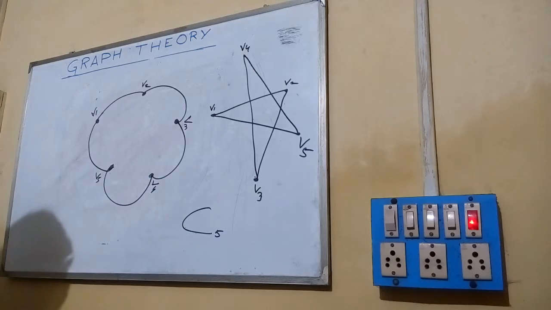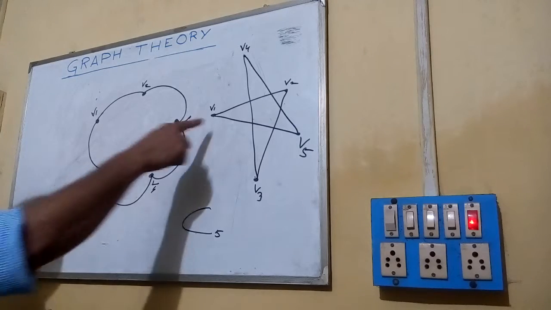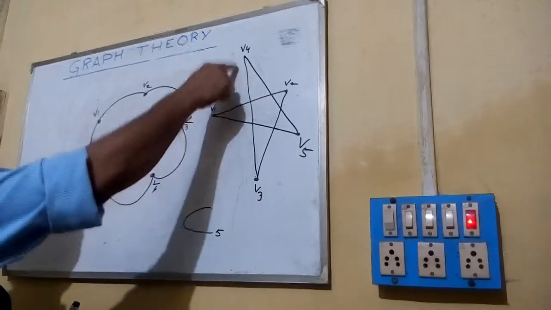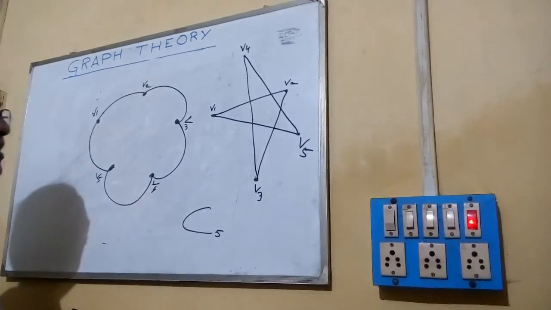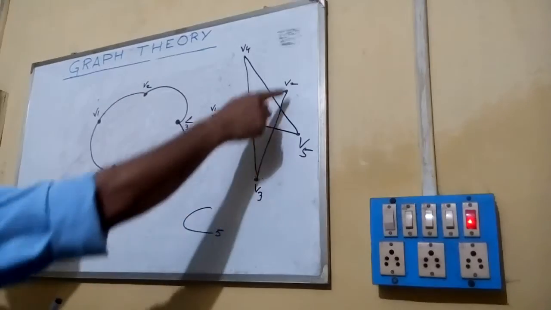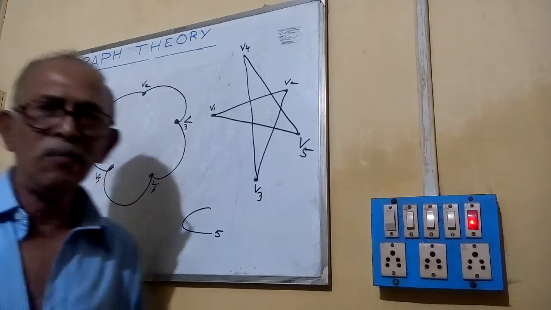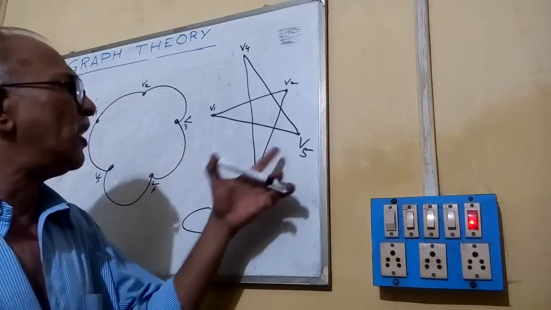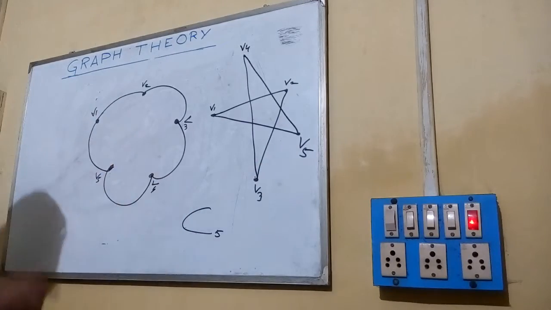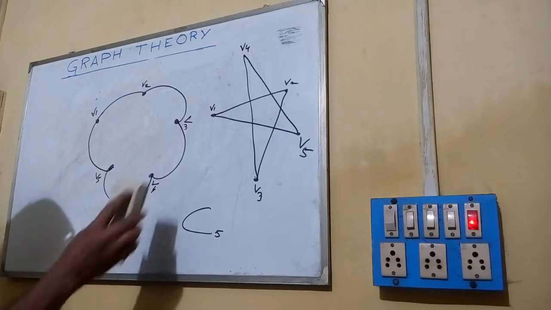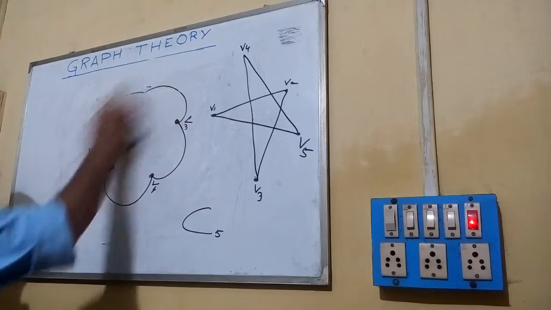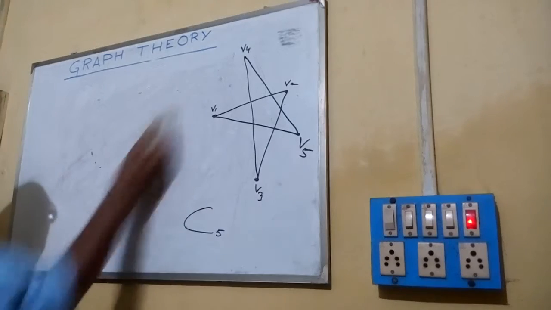Okay, so see here, degree of all the vertices is the same. Degree of all the vertices is 2. This is called a regular graph, or degree of regularity is 2. This is also a regular graph because degree of all the vertices is the same. So its degree of regularity is 2. I am showing one more.